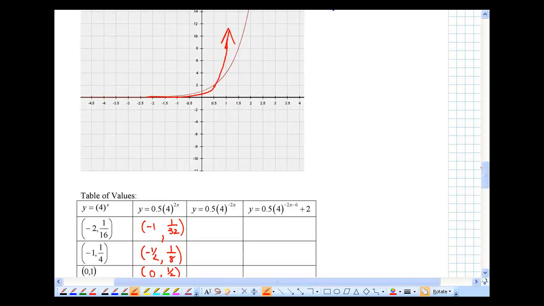Okay. All right, then we have that reflection. So now we'll do the reflection, which means I make my x values negative, so 1. Keep the y values the same, 1/2.